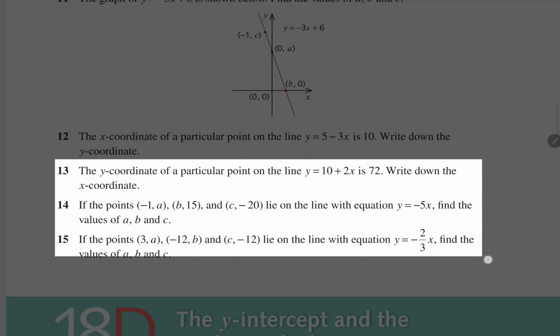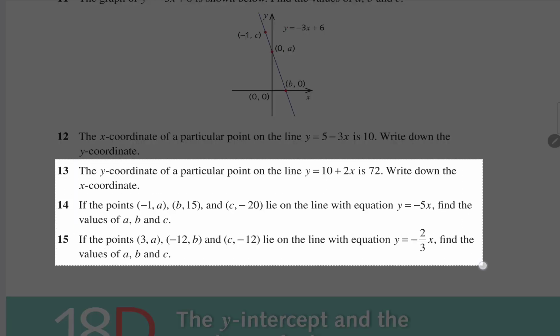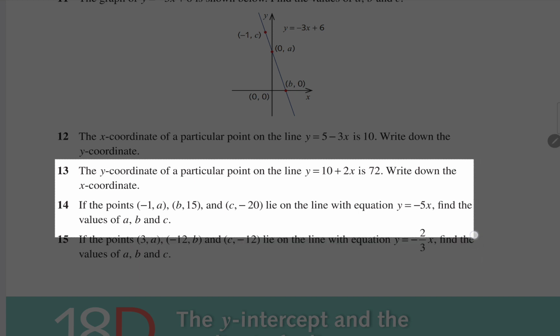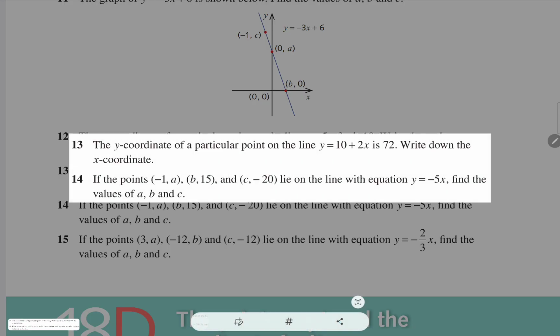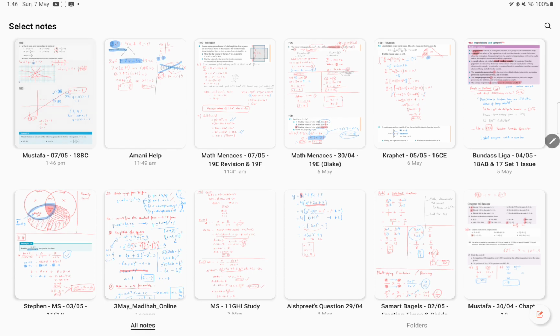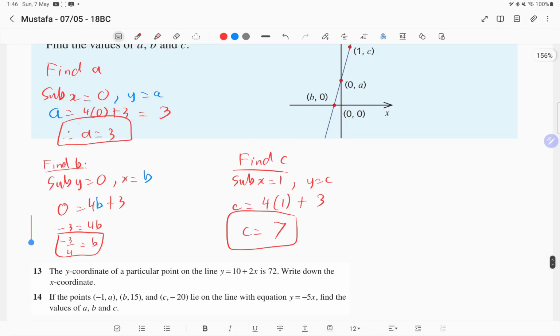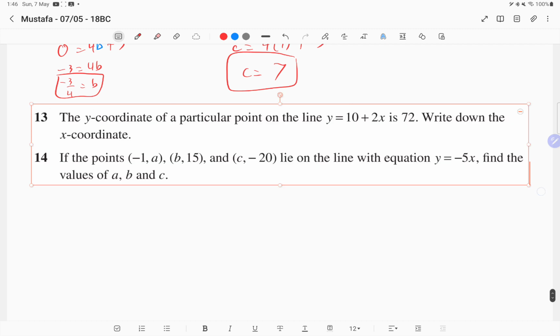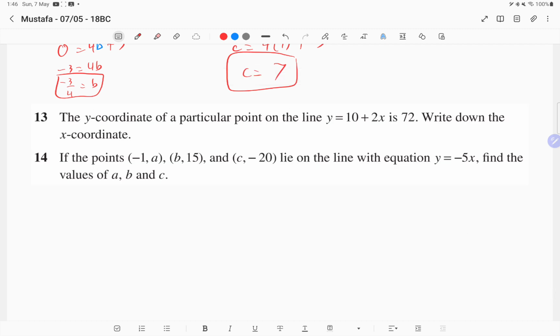Let's try this. Let's try these ones. Straight to the deep end. All right. Write down the x coordinate. I'll give you some time to work out question 13.